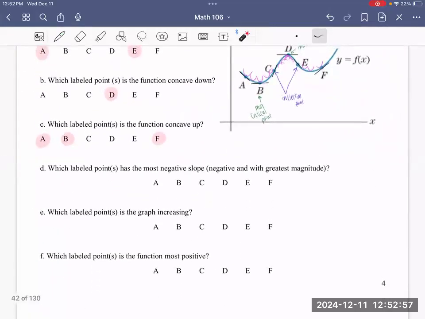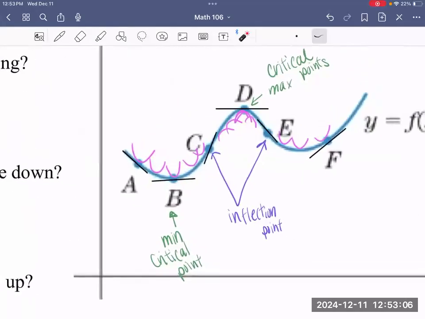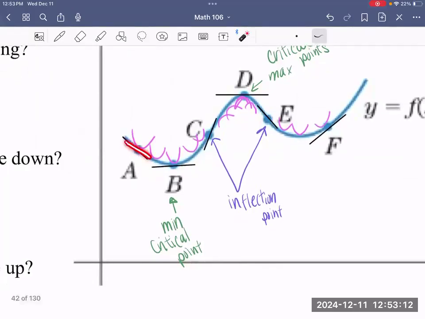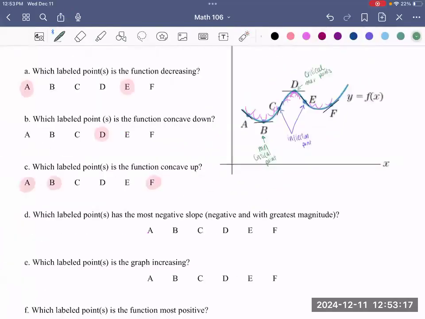So now if we're continuing, it says, which labeled points has the most negative slope or negative with the greatest magnitude? Well, would that be at A or would that be at E? Well, it kind of is up for interpretation. I would say A is probably a little more flat than E. So I would say E here.